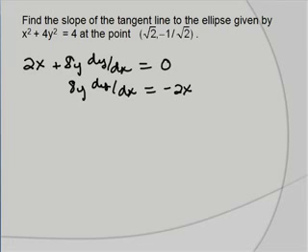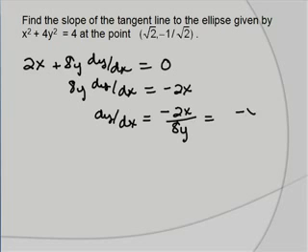So then we move on to the last step, which is solve for dy/dx. And to solve for it, we would divide by 8y. And if we reduce, we get negative x over 4y. So now find the slope of the tangent line at the point square root of 2, negative 1 over the square root of 2. So here's our formula that we have to use.